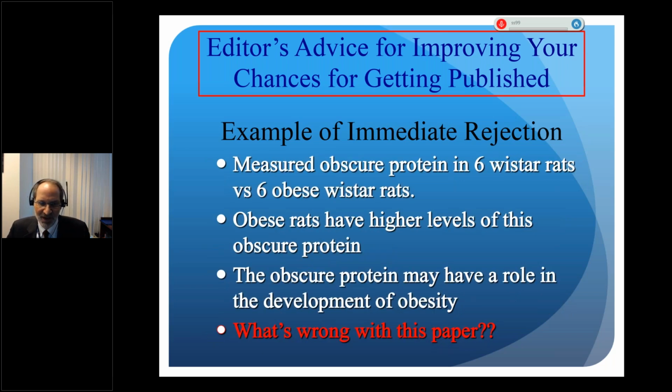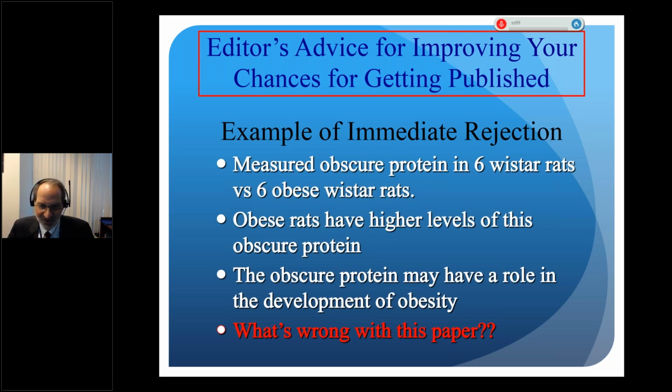Lastly, a group measures an obscure protein in a small number of rats versus obese rats, and the obese rats have a higher level of this obscure protein, and therefore the obscure protein may have a role in the development of obesity. Do you think anybody who is a bariatric surgeon or takes care of bariatric patients is going to find this paper useful or helpful or interesting?